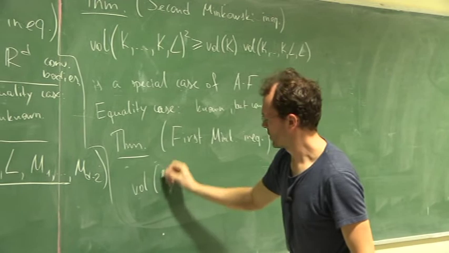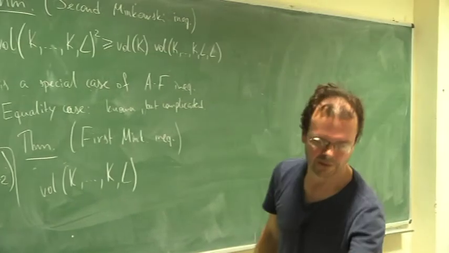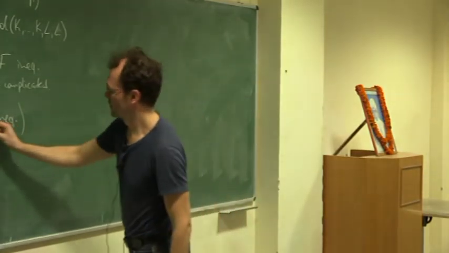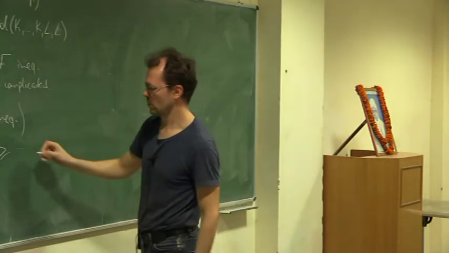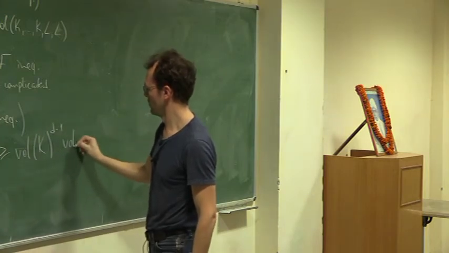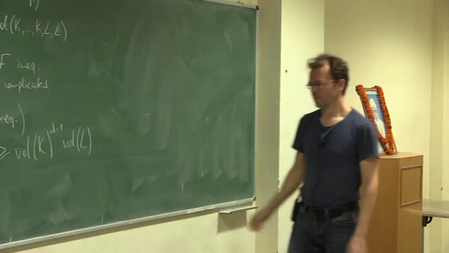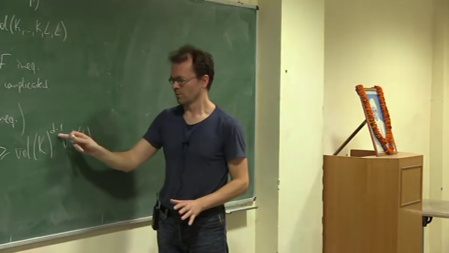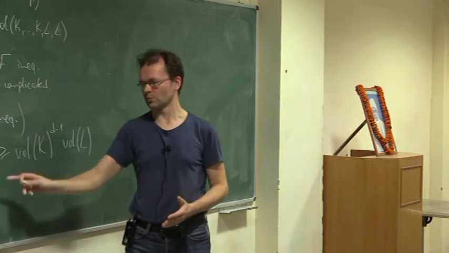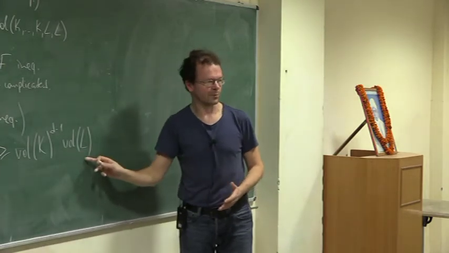again we have only two bodies K and L, and we take this volume, and it is to the power D. It is bigger or equal than the volume of K to the power D minus 1 times the volume of L. And here it is quite easy to remember the exponents, because on the left hand side we have something linear in L, then to the power D. So this is of degree D in L. On the right hand side we also have something of degree D in L, because volume has degree D.